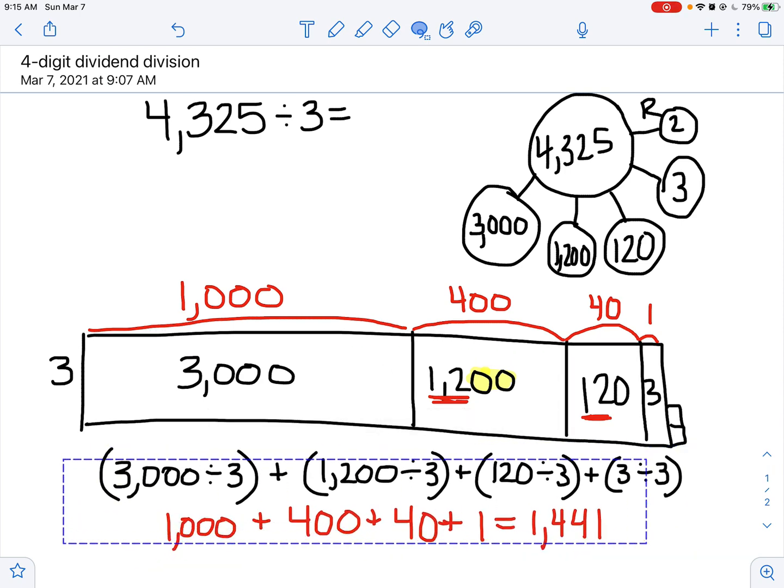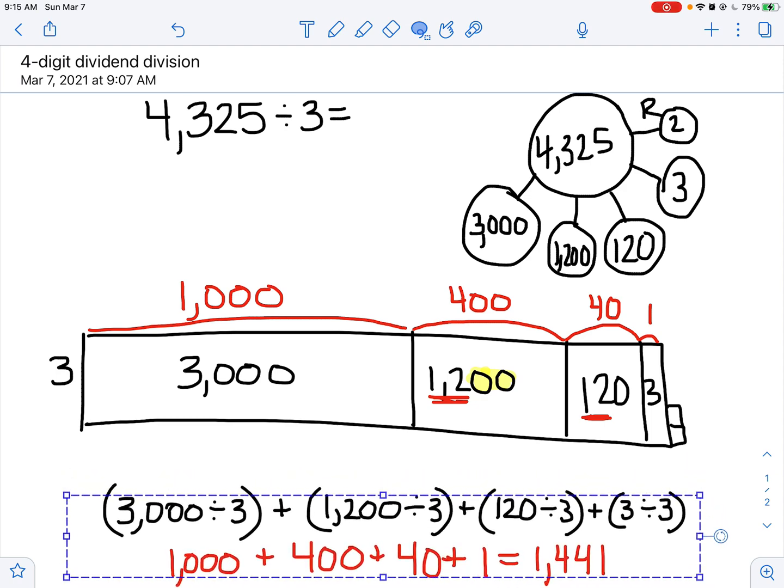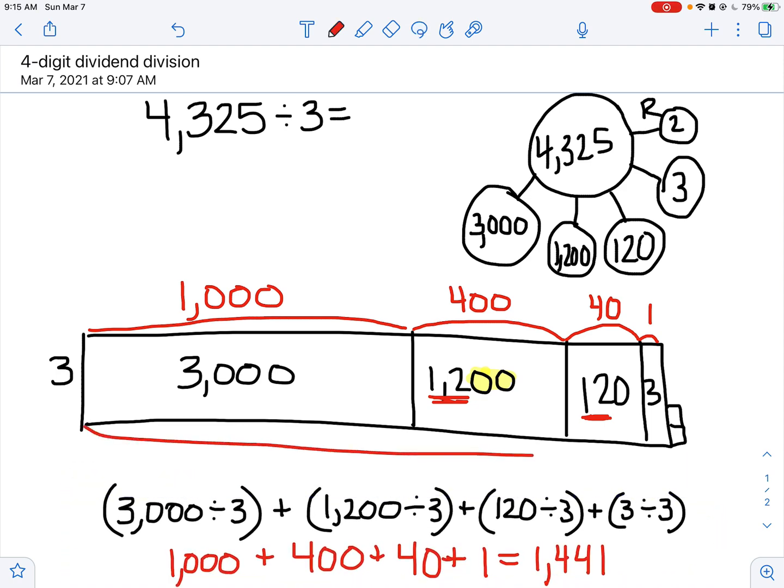And just try to write your partial quotients down a little bit further so that you have enough space to be able to label your full side length as 1,441. So our quotient is 1,441 with a remainder of my 2.